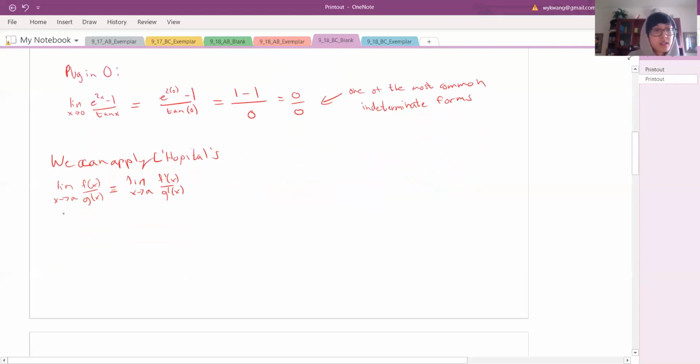So in this case, I'm just rewriting the problem now. The limit as x approaches 0 of e to the 2x minus 1 over tangent x. And now we're going to differentiate it. So that is equal to the limit as x approaches 0 of 2e to the 2x over secant squared x. Now, how do we get this? Well, the derivative of e to the x is just e to the x. However, for e to the 2x, we need to do a chain rule, because we've got 2x in the exponent. So we multiply by the derivative of 2x, which is 2.